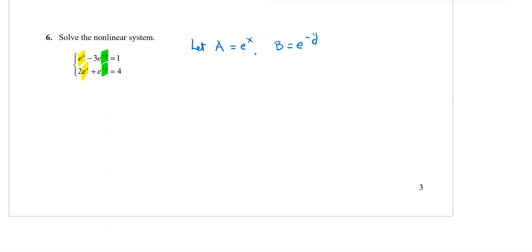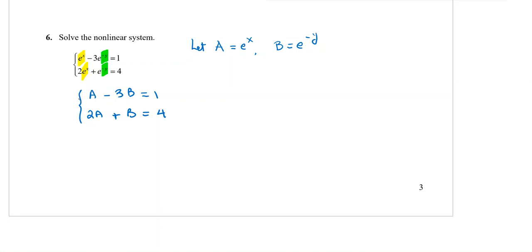So if e to the x becomes a, then the system is going to be a minus, and e to the negative y became b, so that's 3b equals 1. And then e to the x is a again, so in the second equation we have 2a, e to the negative y is b, plus b equals 4. Now this is a linear system. It's a much easier system to solve. You can use substitution or elimination. I'm going to use elimination.